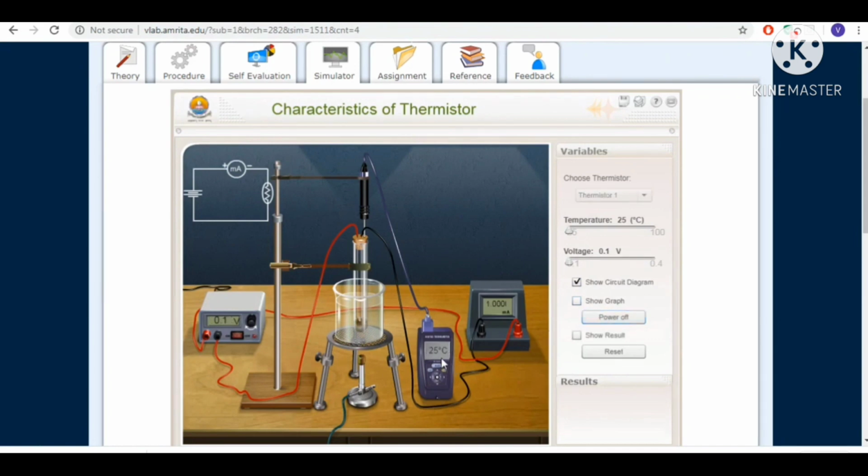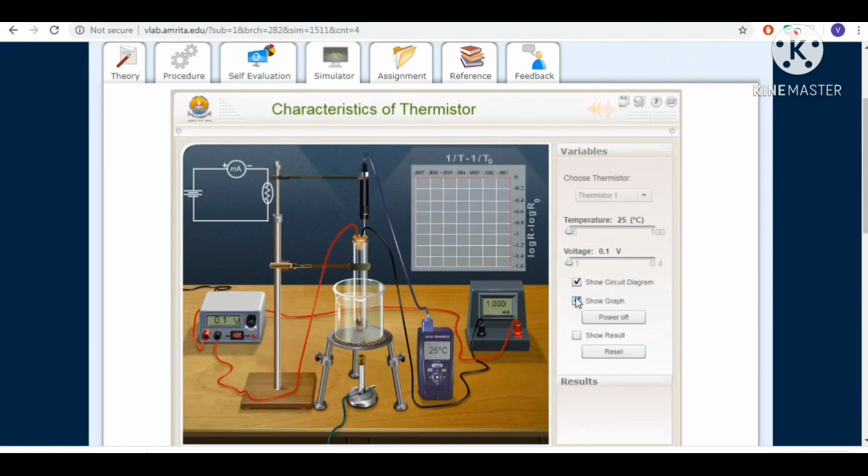Now I will click on power on. So now power is on. My thermometer is showing 25 degrees Celsius, which is the current temperature. The voltmeter is showing 0.1 volt, and this is the reading of the ammeter. Right now the current is 1 milliampere. Then I will click on show graph. Now I increase the temperature. It is your wish whether to increase in steps of 5 degrees or 10 degrees. I will go for 10 degrees Celsius.